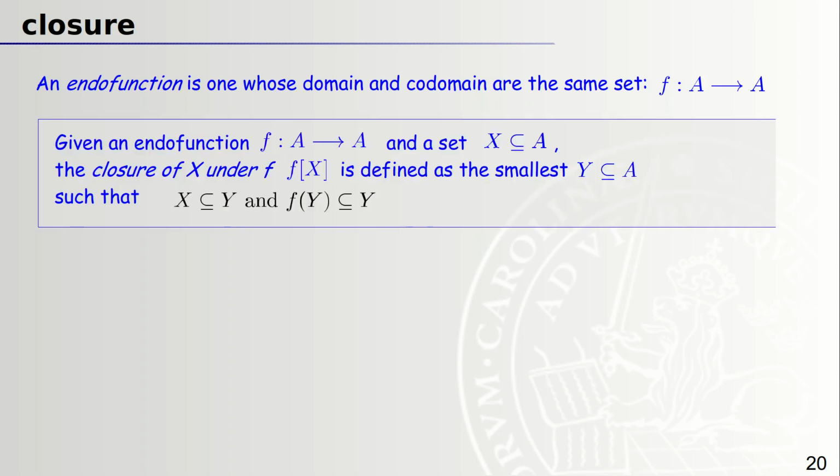With this in mind, we can define the closure of some subset x of the domain of an endofunction f as the smallest set y that includes x and that is also closed with respect to f. Note that we express closeness here by saying that the image of y under f must be included in y.